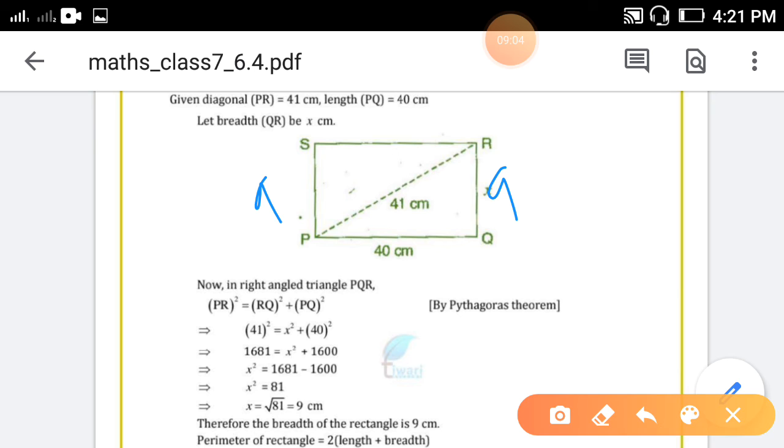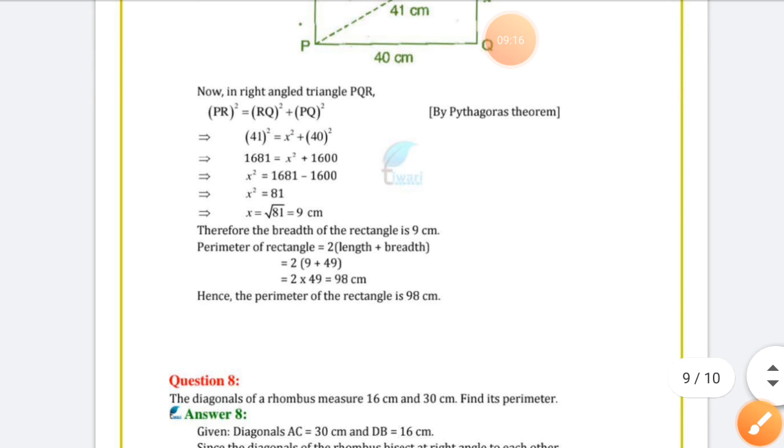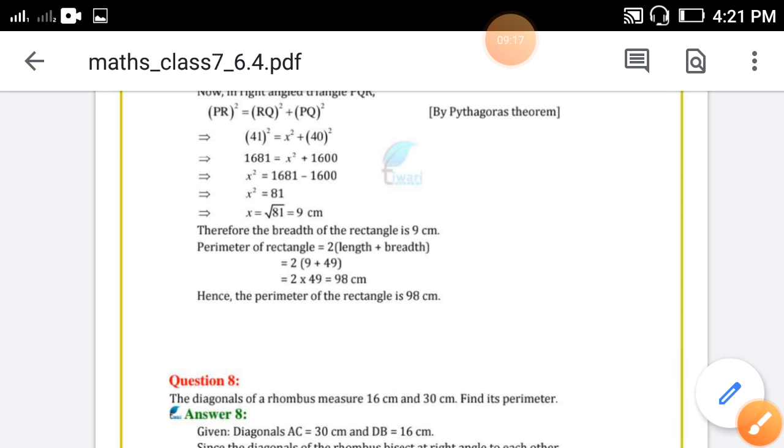So its opposite side is also 9 centimeters. Now you can easily find the perimeter, the sum of all sides. It means 40 plus 9 plus 40 plus 9. It's 98 centimeters.